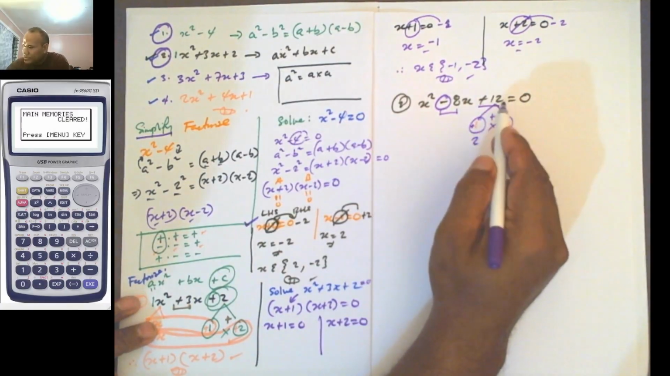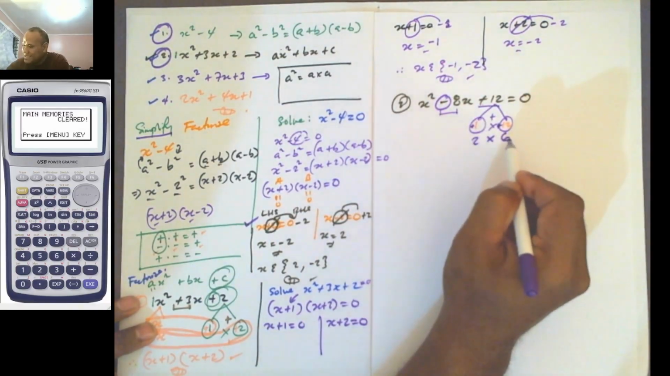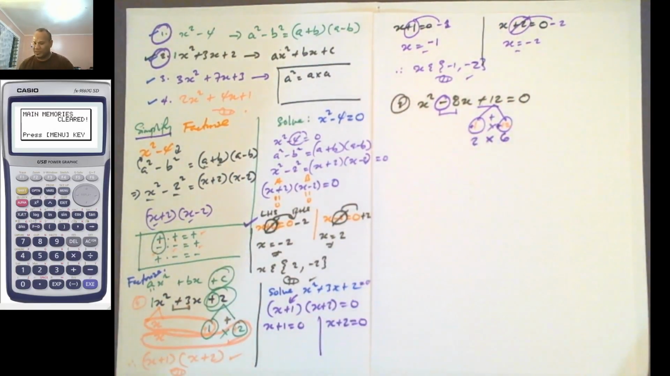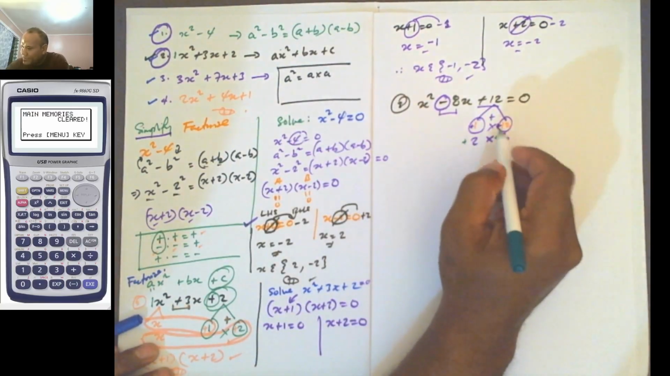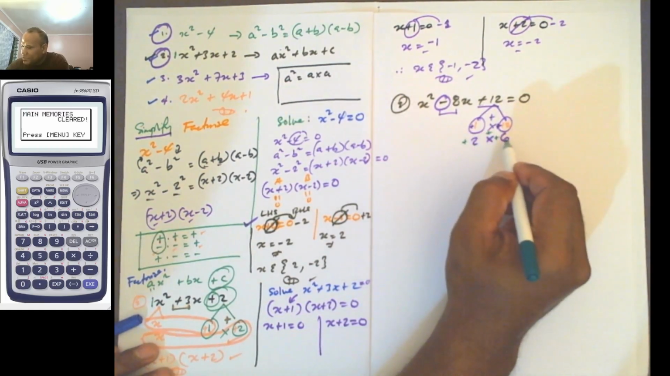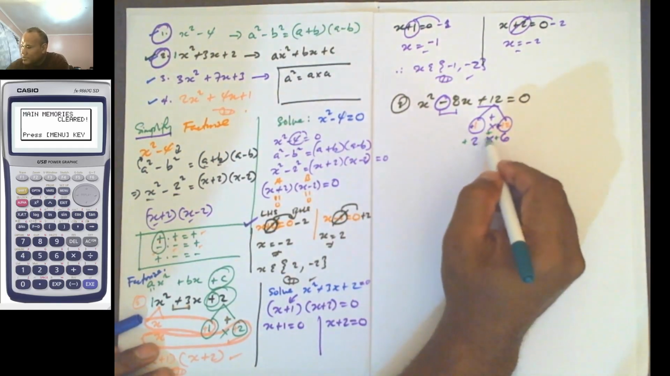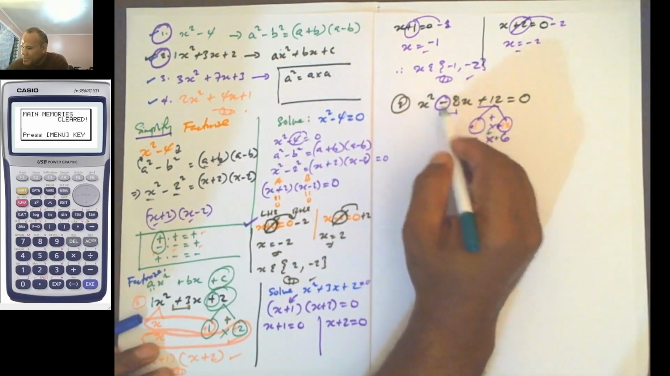Can 2 go to 12? Yes. 2 times 6 gives me 12. Let's check the sign. Since this is positive, positive times a positive gives me a positive. Add them: 2 plus 6 is 8. Positive 8. Is this positive 8?